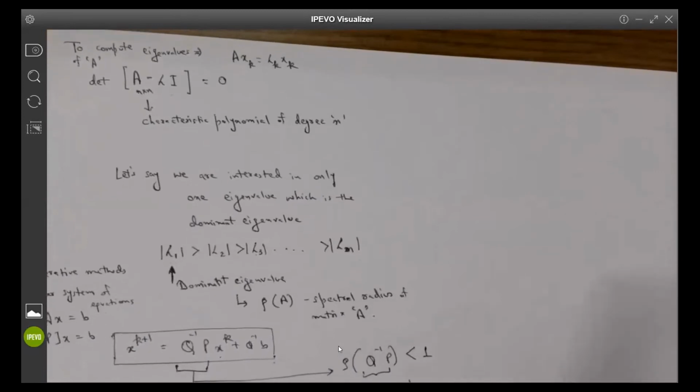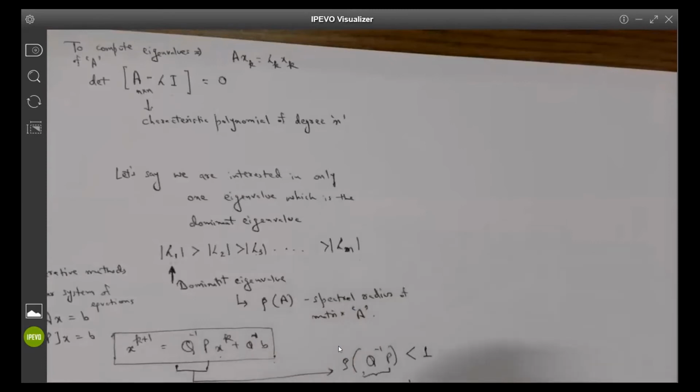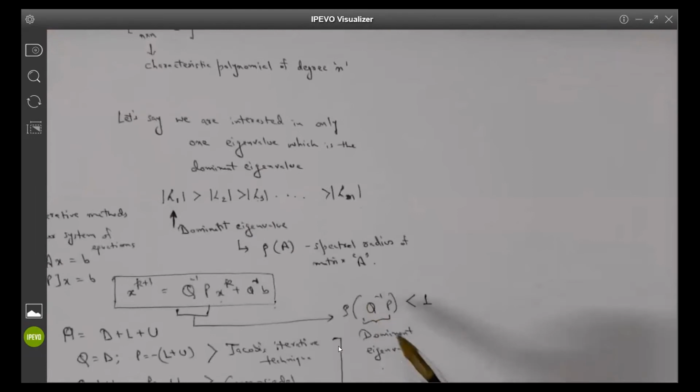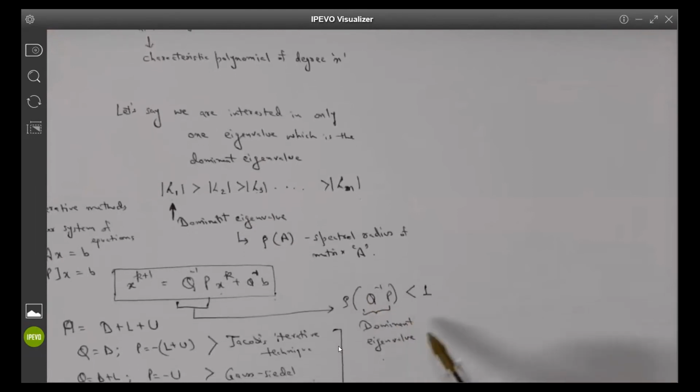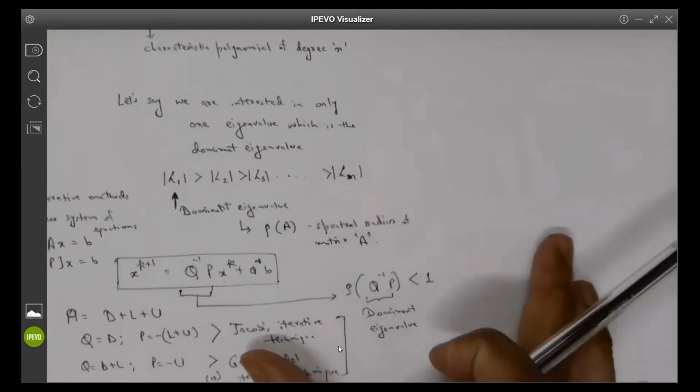Yes. Other students in the class, are you able to follow what I'm trying to explain? Sorry, could you repeat that last portion once more? Which one? From here or from here? Sorry, which portion do you want me to go over again? Regarding the dominant eigenvalue being less than 1.